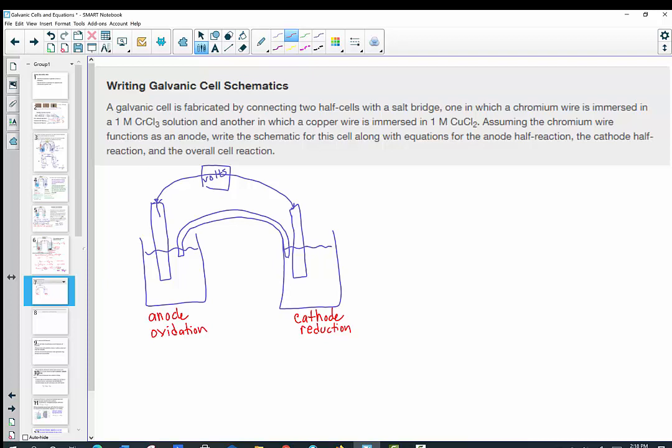Two half cells with a salt bridge, got it. One in which a chromium wire is immersed in 1 molar chromium chloride. Here's my chromium wire in a solution of chromium 3 chloride. And it says it's 1 molar. On the other side, we have a copper wire, and it's submersed in a 1 molar copper 2 chloride solution.